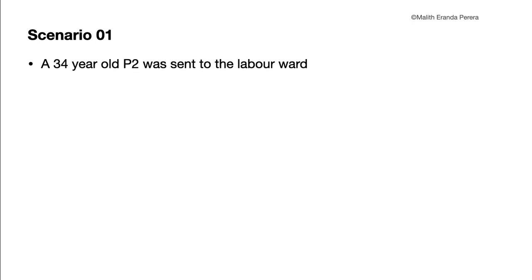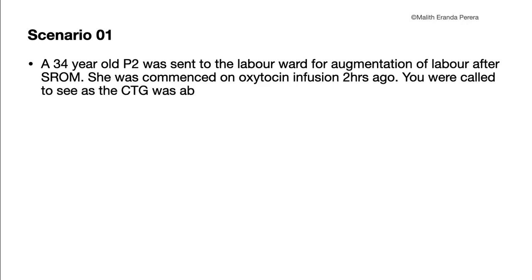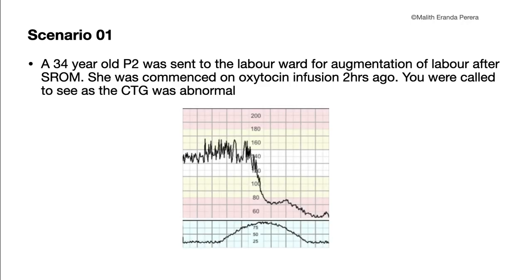Read the case carefully. A 34-year-old para 2 was sent to the labor ward for augmentation of labor after spontaneous rupture of membranes. She was commenced on oxytocin infusion 2 hours ago. You were called to see as the CTG was abnormal. Your examiner might give a CTG for you, or he will interpret the CTG for you.